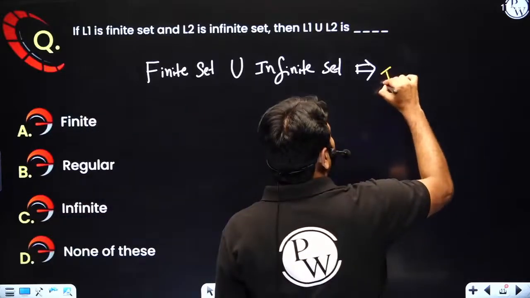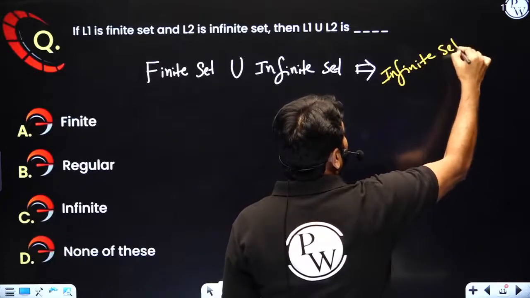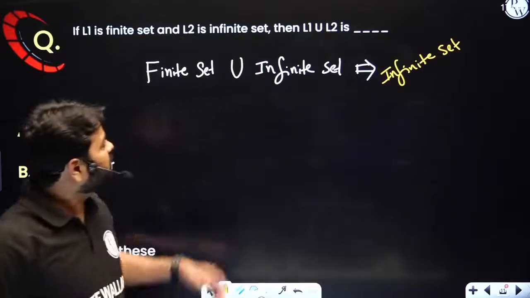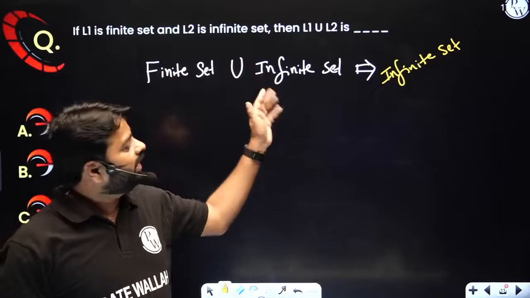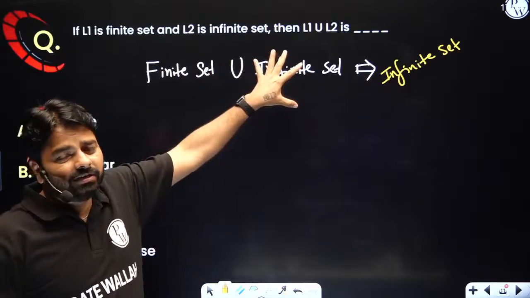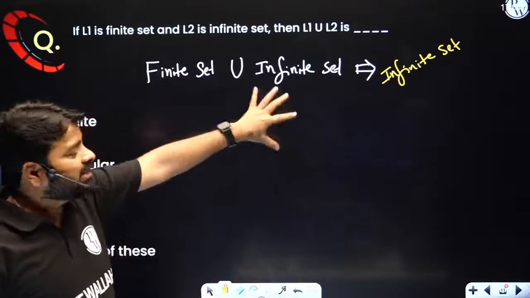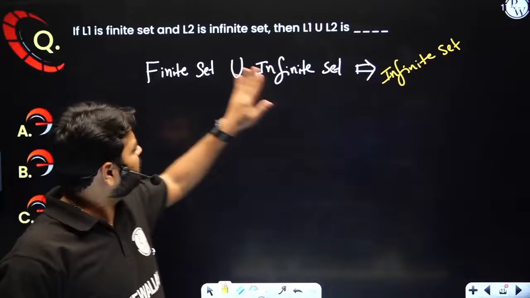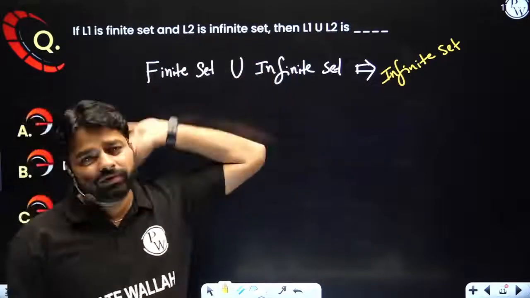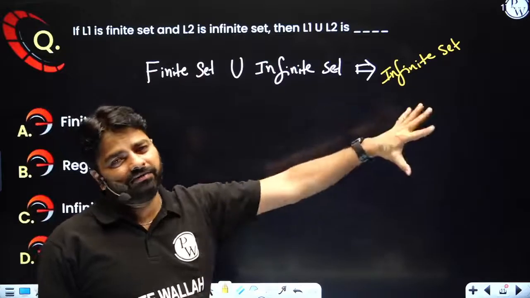Always infinite. Any idea why I said infinite? Because if any one of the languages is infinite, the result is infinite. The infinite set is the dominator for the union. Infinite set union any language, assume any language, the result is always infinite. But we know here the other is finite. Finite union infinite is infinite.